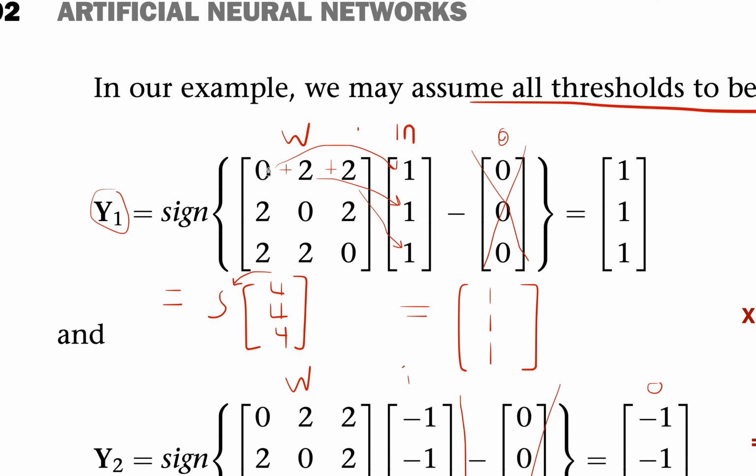So berapa? So 0 darab dengan 1, 0 kan? 0 plus 2 times 1, 2 lah. So plus 2 times 1, 2. So we will get 4. And then continue buat row 2 and row 3. Then kita akan dapat sign. So this is the sign. So kita tak apply sign lagi kan. Kita baru solve yang dalam bracket dulu.